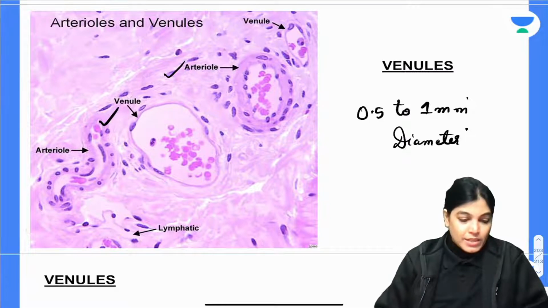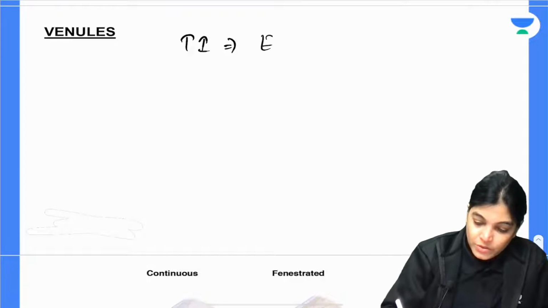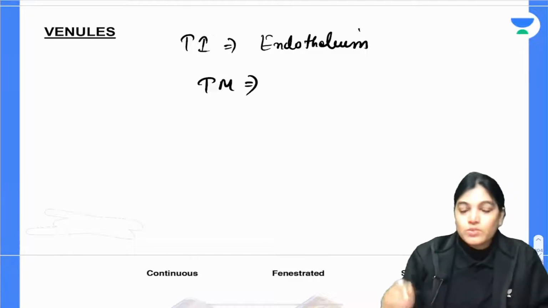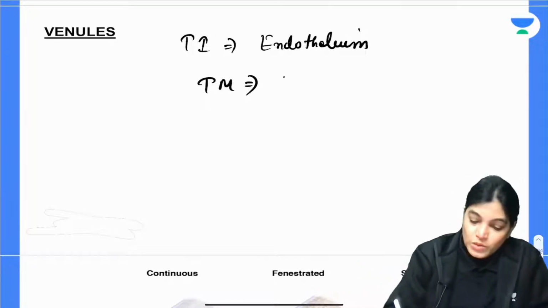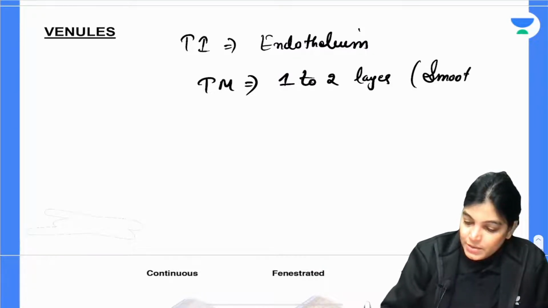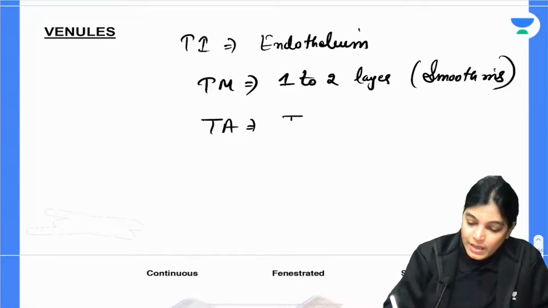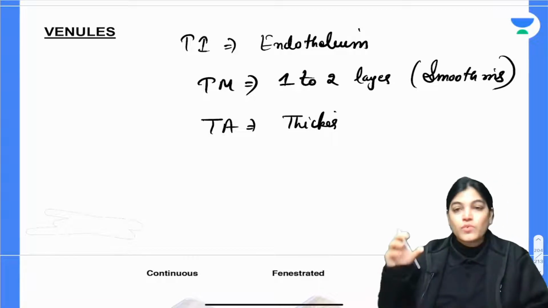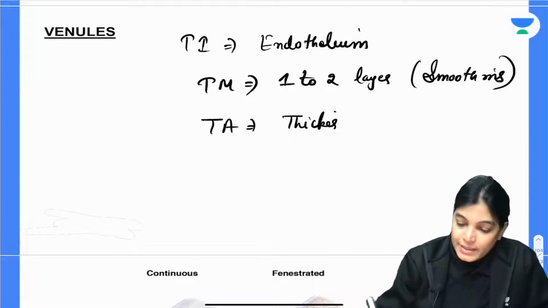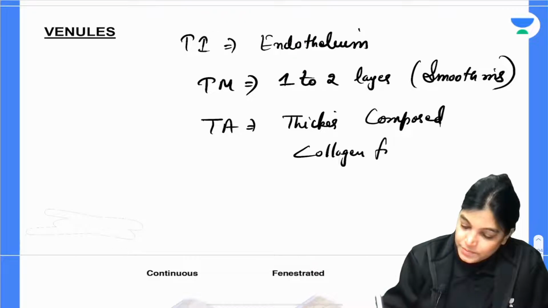Tunica intima has just the endothelium layer. Tunica media, in case of venule, is not 5 to 6 layers of smooth muscle, it is just 1 to 2 layers of smooth muscle. So the thickness is less as compared to arterioles. And tunica adventitia is thicker. When you saw arterioles, the tunica adventitia, the outermost layer, was thinnest. Here it is thicker and it is composed of collagen fibers and connective tissues.